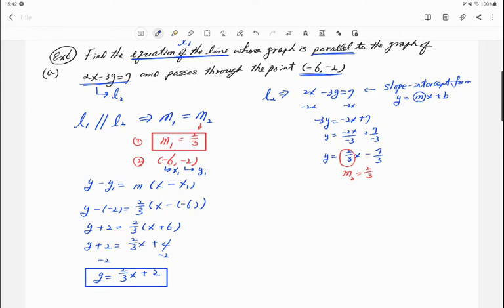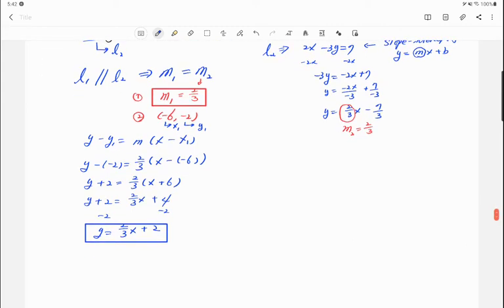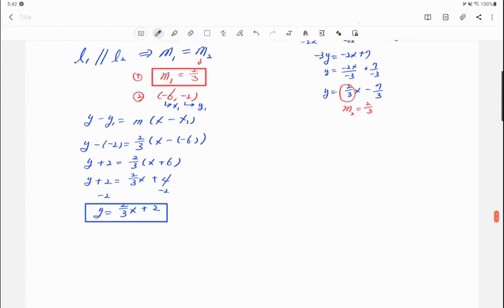Okay, how about, can we use slope-intercept form to find the equation? Yes, you can do it. So you can try. Okay, then let's try the next one.